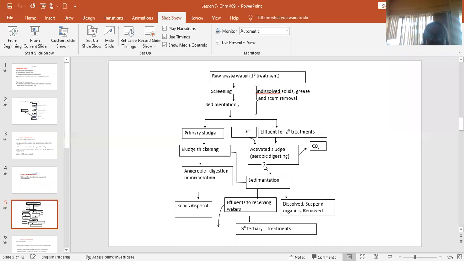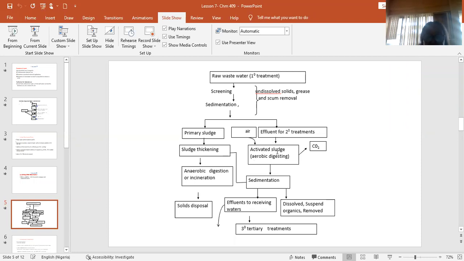But the most common one, or the most effective one, is called the activated sludge. All right. So it uses microorganisms to break down the pollutants. So this is the effluent that we are going to take to the secondary treatment stage, and we add air to it.